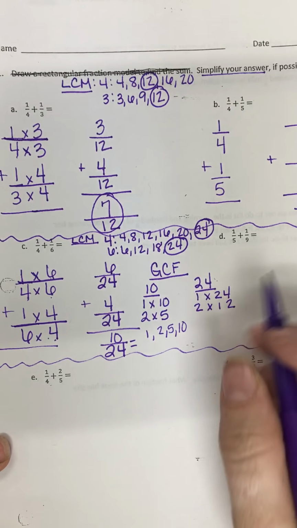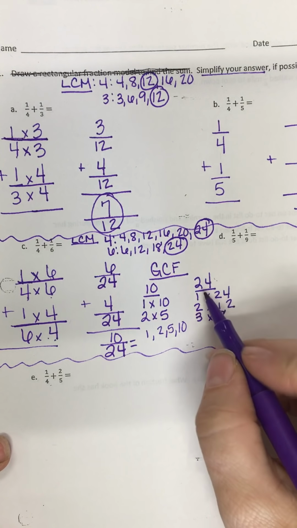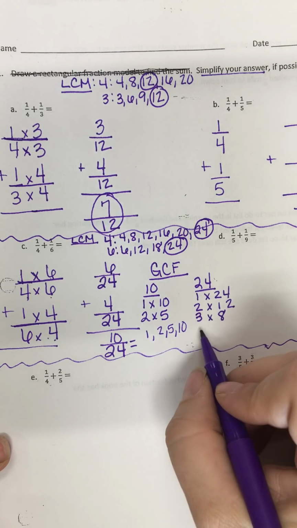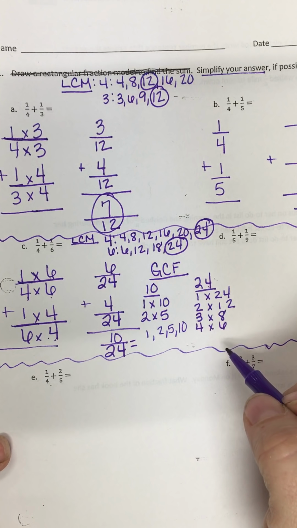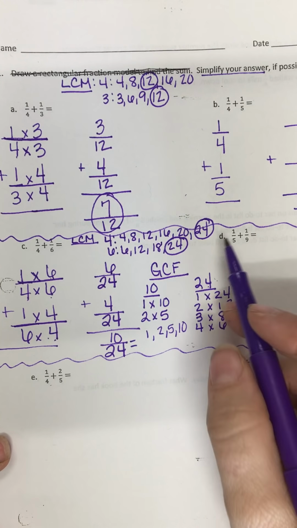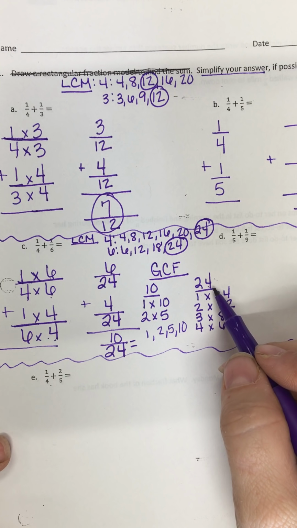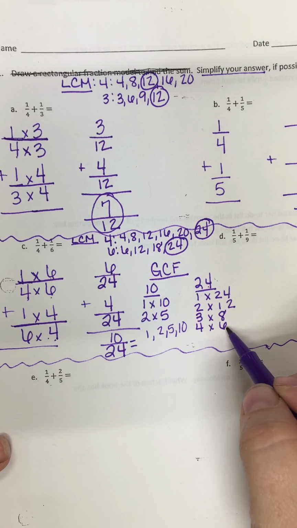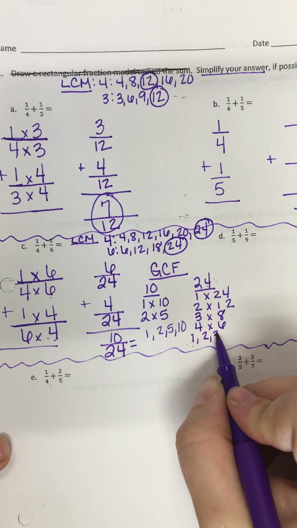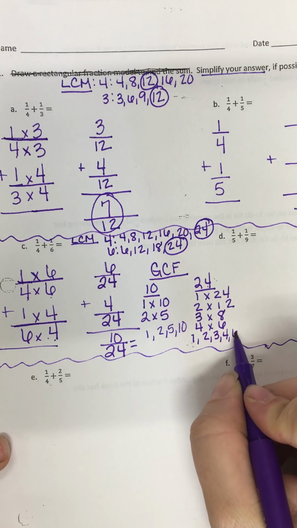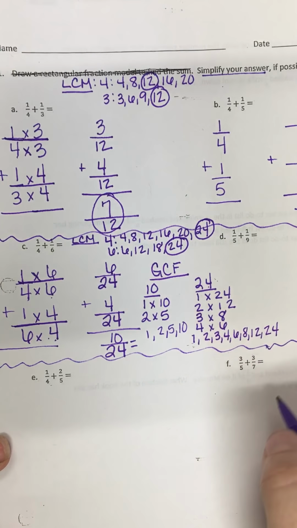Is 3 a factor of 24? Yes. 3 times 8. What about 4? Yes. 4 times 6. Is 5 a factor of 24? No. 24 does not end in a 0 or a 5, so therefore 5 is not a factor. 6 would be next, and I already have 6. So 1, 2, 3, 4, 6, 8, 12, and 24.